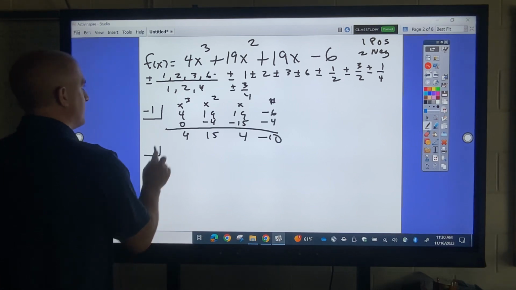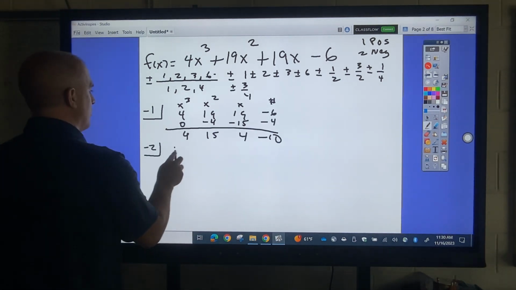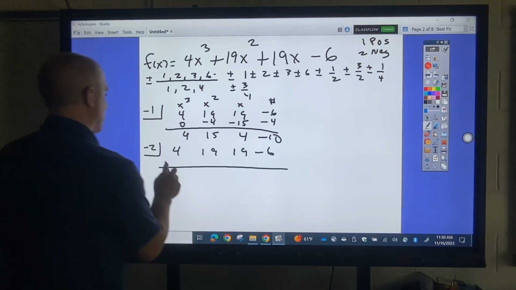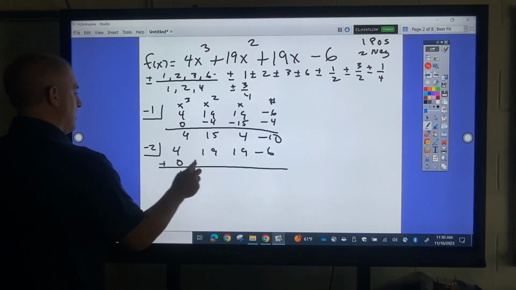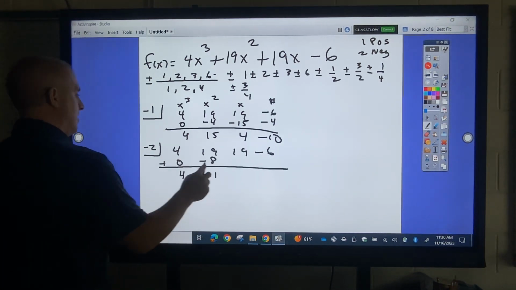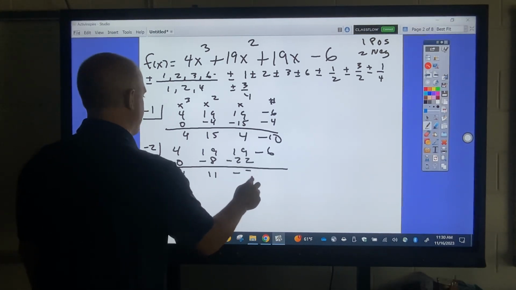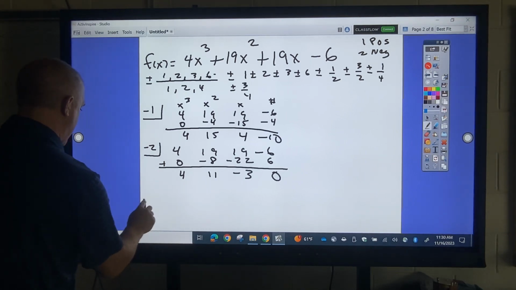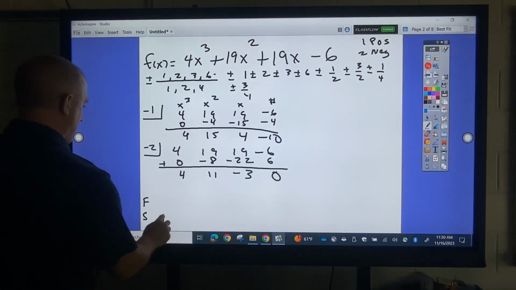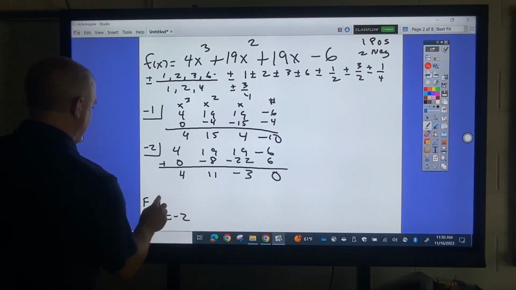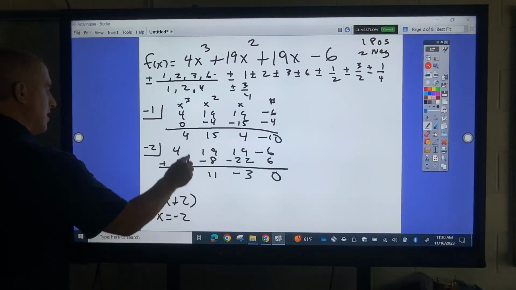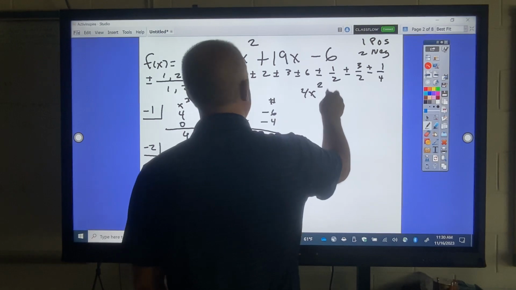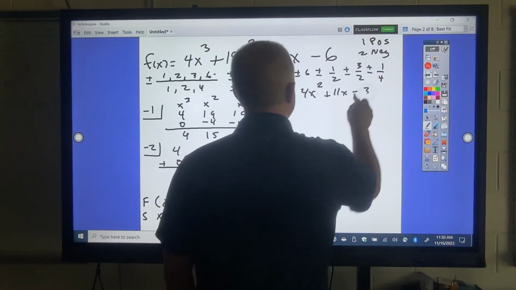Now I'm going to do the same thing, but now I'm going to try -2. It's the same numbers. So that's 0, 4, -8, that's 11, that's -22, that's -3, that's 6, that's 0. Boom, so that's one of them. So I got factors and solutions. One of the solutions is x equals -2. This is the factor. If this was x cubed, this is x squared now. So I got 4x squared plus 11x minus 3.